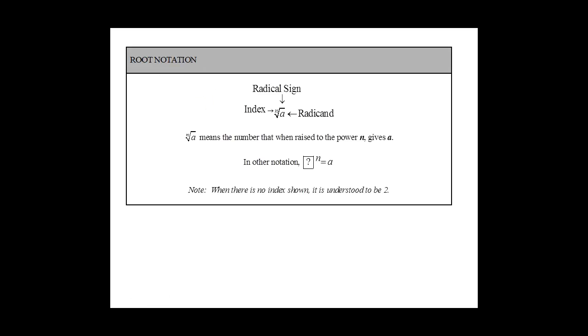Root notation. The radical sign is over the radicand. The index is the number outside of the radical sign. The nth root of a means the number that when raised to the power n gives a. In other notation, we're asking ourselves the question, what to the nth power is equal to a? Where there is no index, meaning where there is no number for n, it is understood to be the number 2, or the square root.